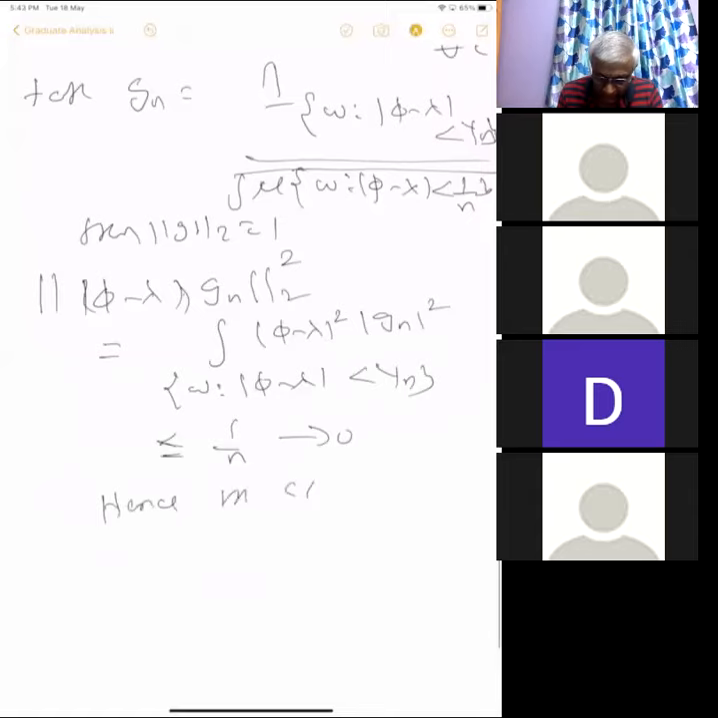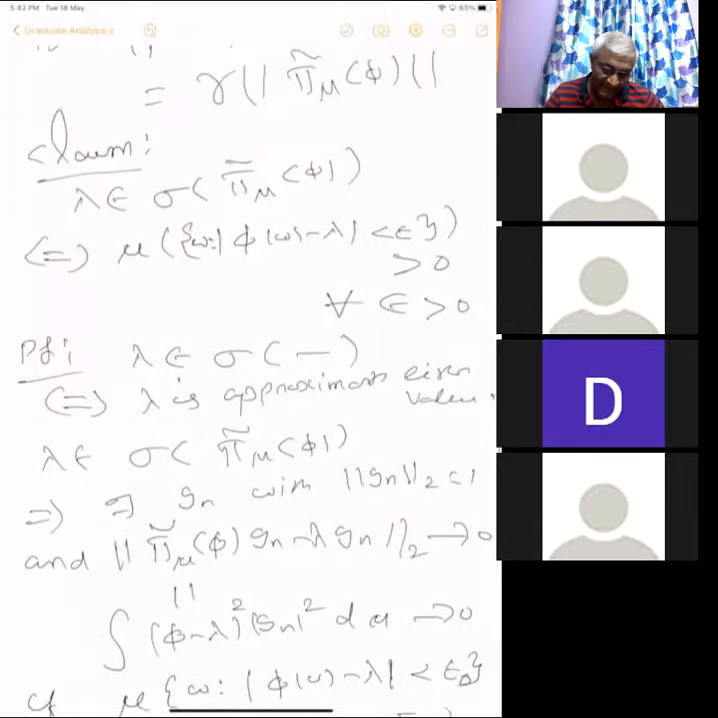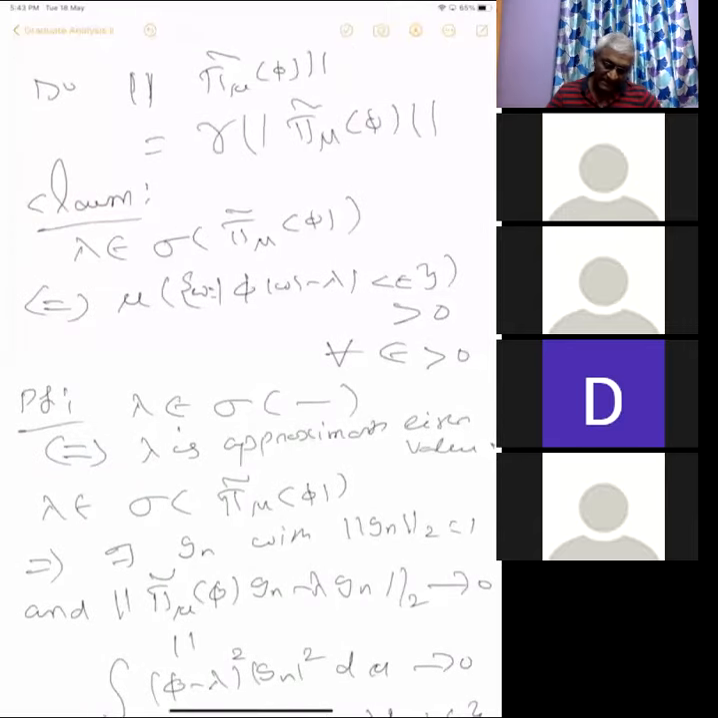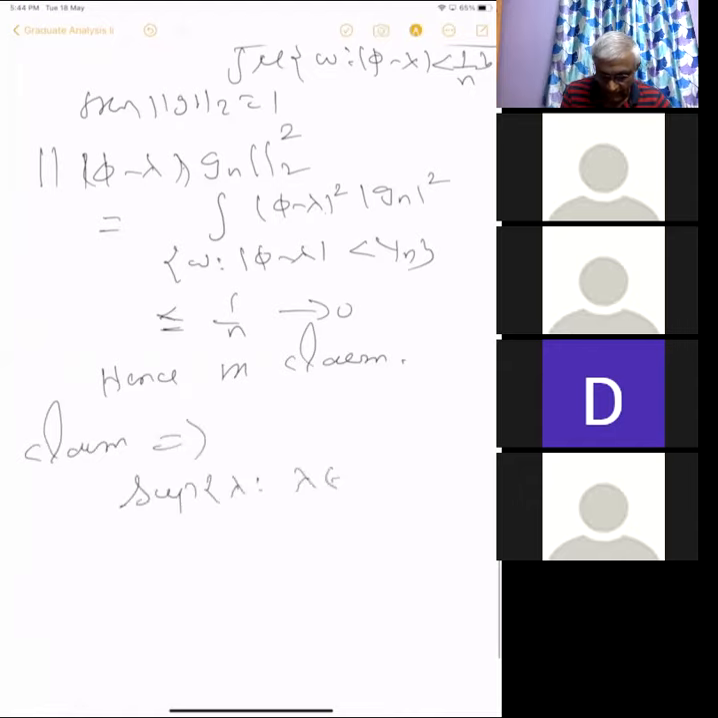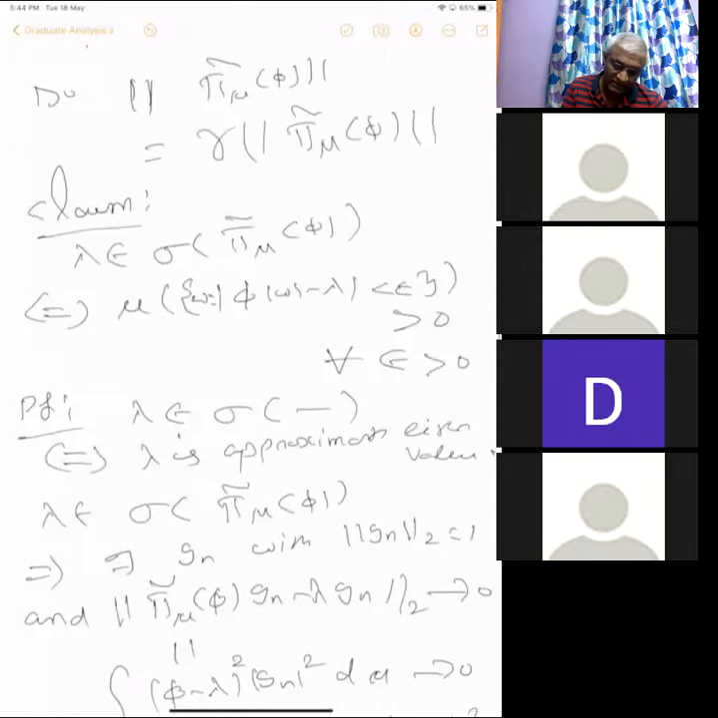I hope this is fine. So we proved our claim. Now we want to prove that the supremum of lambda over those lambdas, the claim implies the supremum of all those lambdas. And the supremum of all those lambdas is precisely the norm of phi in L infinity. That's what I want to say.